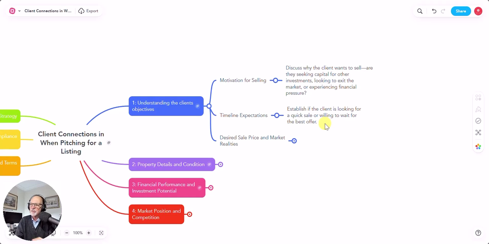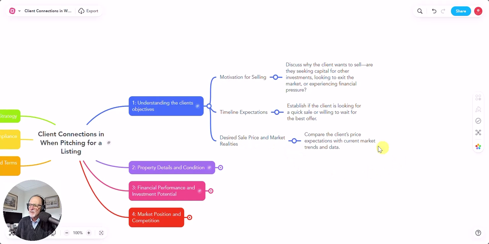That's another alternative. So that leads us to this question here, the desired sale price and market realities. Compare the client's price expectations with current market trends and data. Now, you can expect that the client will be talking to other agents. Happens all the time. Some other agents will give the client unrealistic expectations simply to win the listing. So you've got to have a method to battle through that with real market conditions, real evidence to prove that your ideas are the right ideas.